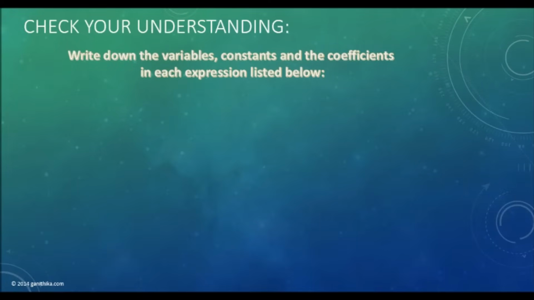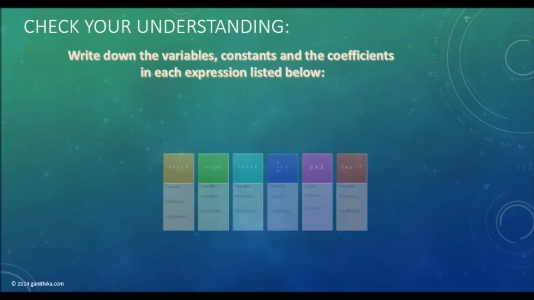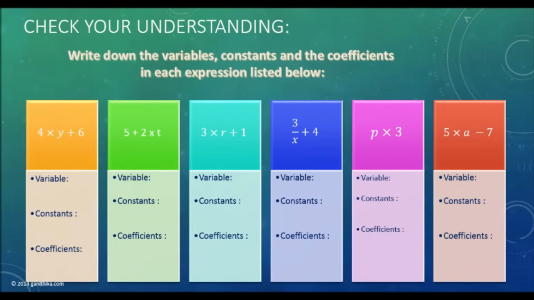Fine? Now, let's check your understanding. Write down the variable, constants, and coefficients in each expression listed below. So you know what is variable, you know what is a constant, and you know what the coefficient is, right? Now, let's try doing this. So in the first case, what's the variable? 4 times y plus 6. The variable is the letter that's used here, therefore the variable is y. The constant is this one, the 6. And the coefficient is the number which is attached to the unknown, which is 4 here.